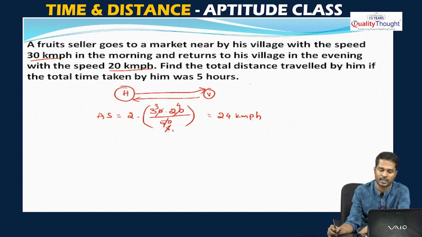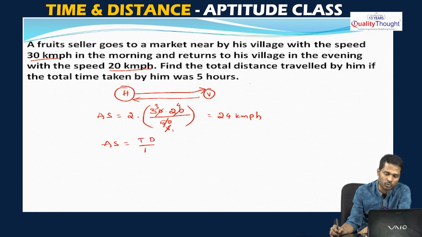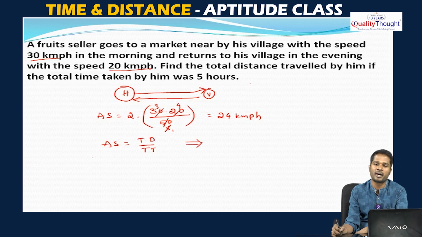Which is 2 into S1 into S2 by S1 plus S2, that is 30. 10 3s are 30, 10 5s are 50, 5 1s are 5, 5 4s are 20, so 4 3s are 12, 12 2s are 24 kilometers per hour is the speed, that is the average speed. So now we know the average speed is nothing but total distance by total time taken. The average speed is total distance by total time.